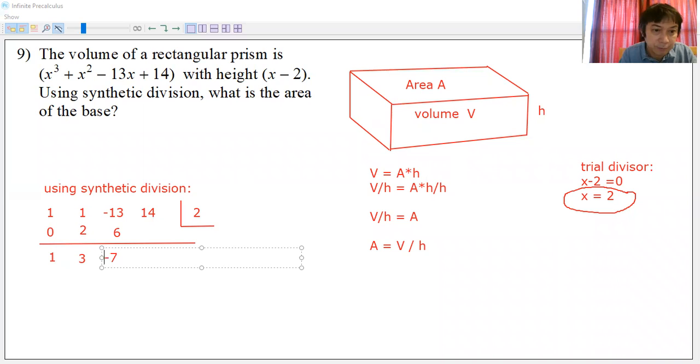Negative 7. Next product is negative 7 and 2. It's a negative 14. And so this will be our final addition, resulting to a 0 total, or 0 remainder. We're going to have a 0 remainder here.